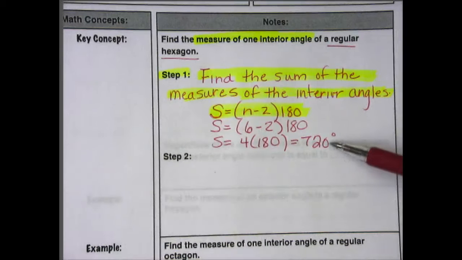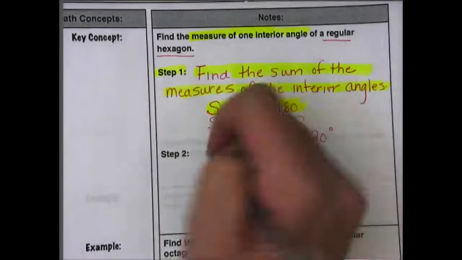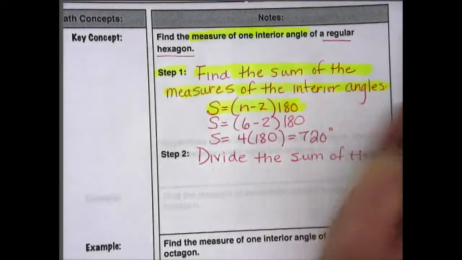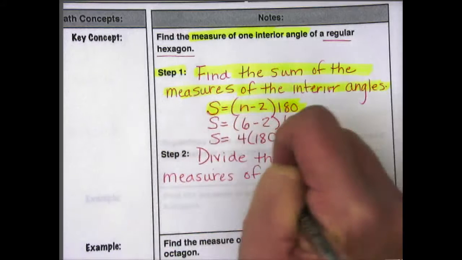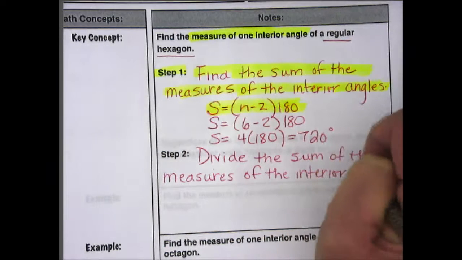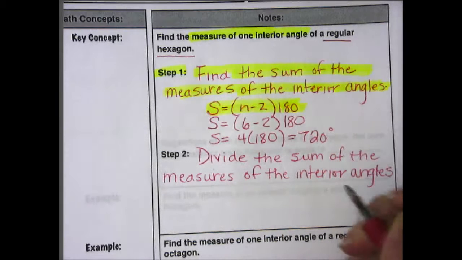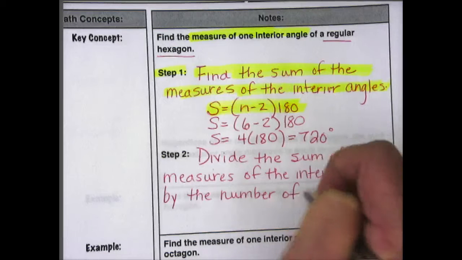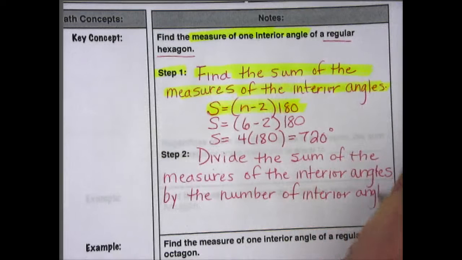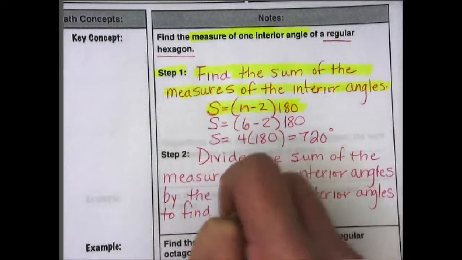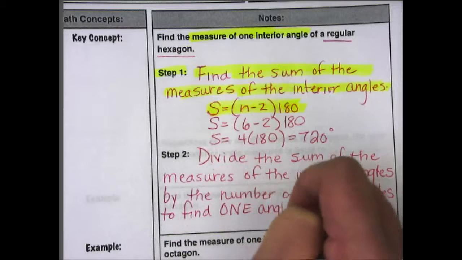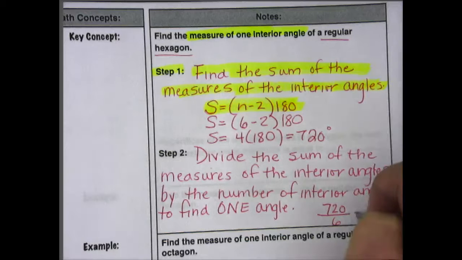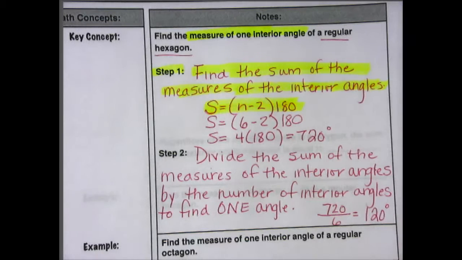Step 2. Now, this told me the measure of all 6 angles together. Step 2, we want to find one angle. So we're going to divide the sum of the measures of the interior angles by the number of interior angles to find one angle. So in this case, we had 720. We know that a hexagon has 6 sides, so 720 divided by 6. And so we're going to end up with 120 degrees as our answer.